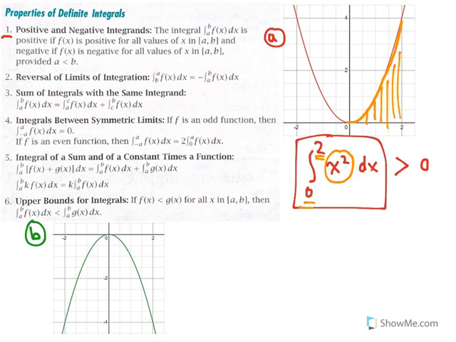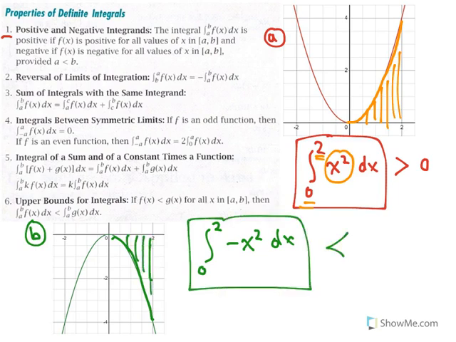On the other hand, when you look at part B here, the function that we have is negative x squared, and if we integrate on the interval from 0 to 2 with respect to x, we have negative area because the graph of the function is below the x-axis on the interval from 0 to 2. So the value of this definite integral will be negative.